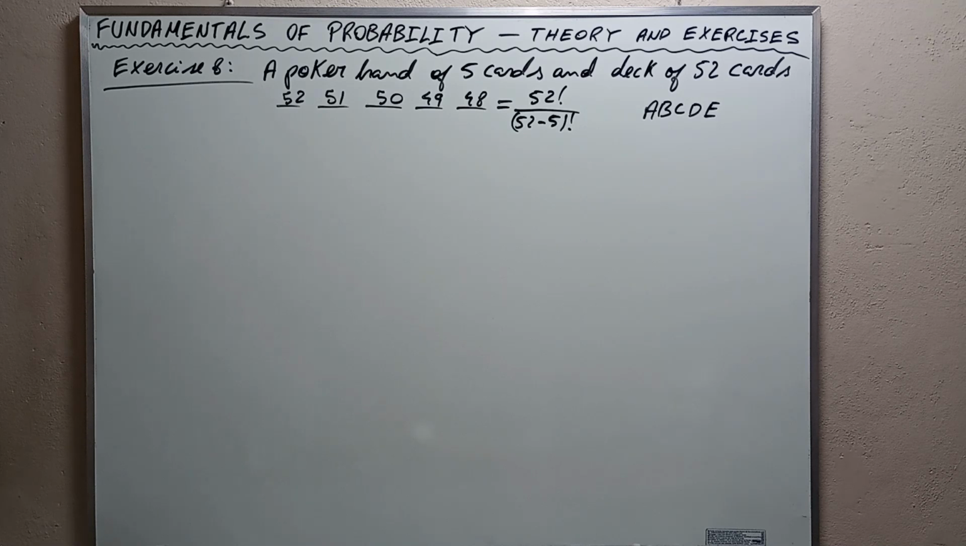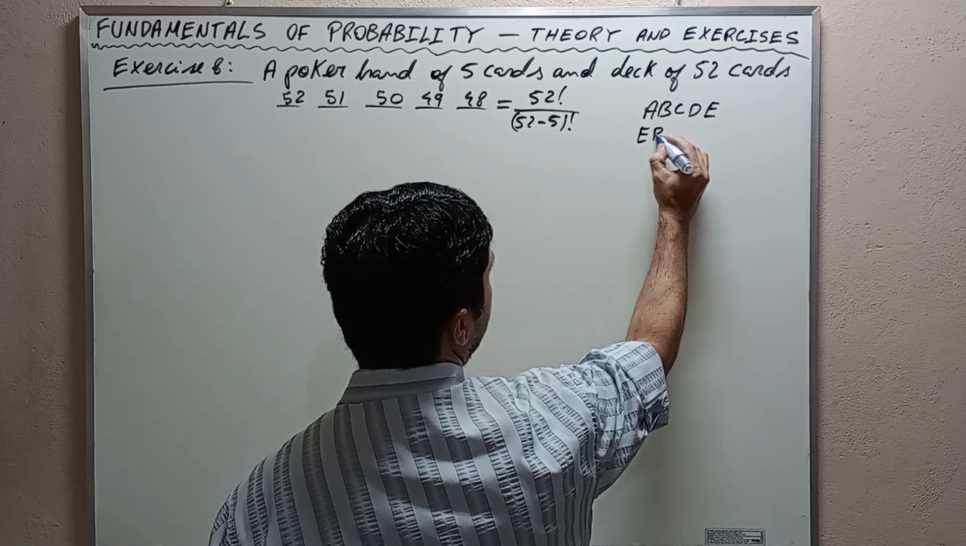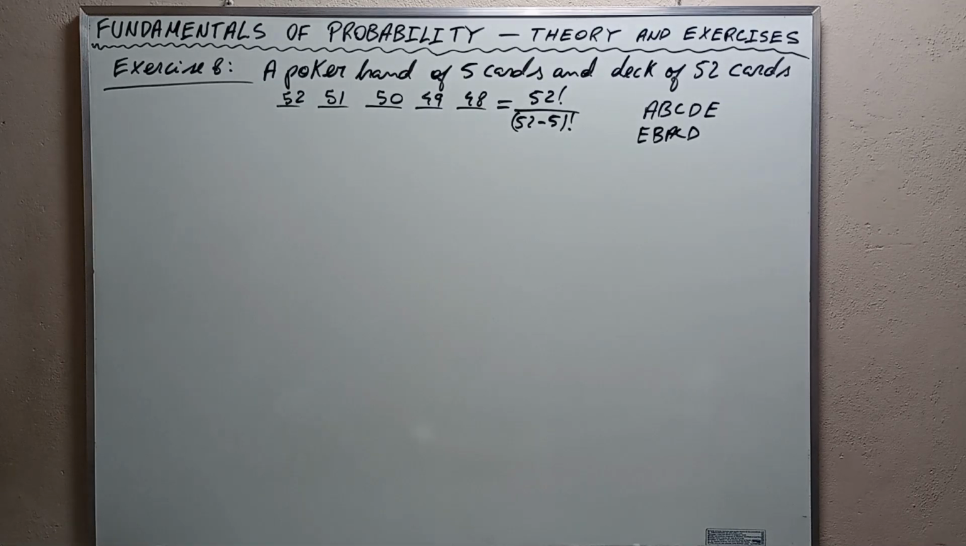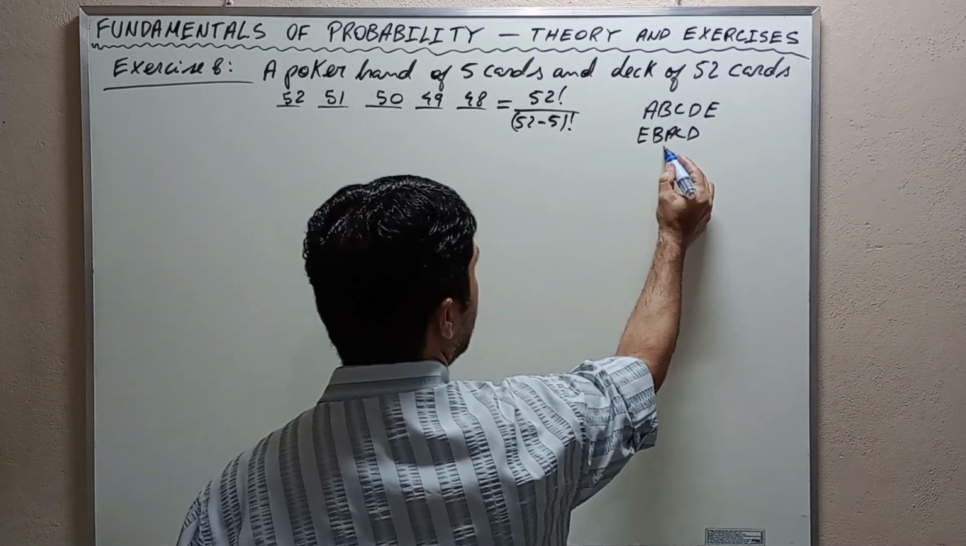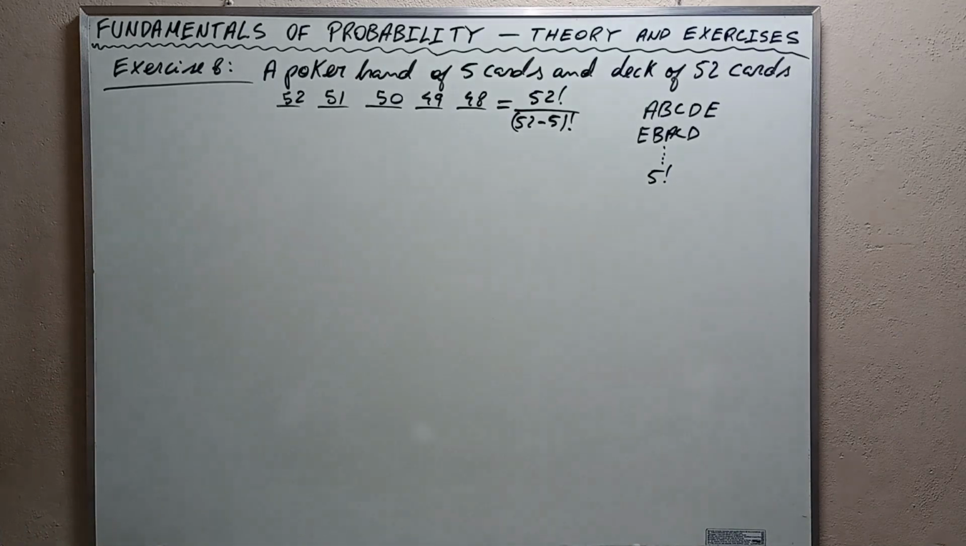It is the same as having the hand E, B, A, C, D, okay? They are the same cards but in a different order, okay? And there will be 5 factorial repetitions of the same hand consisting of the same cards but dealt in a different order, but the order they are dealt is not important.